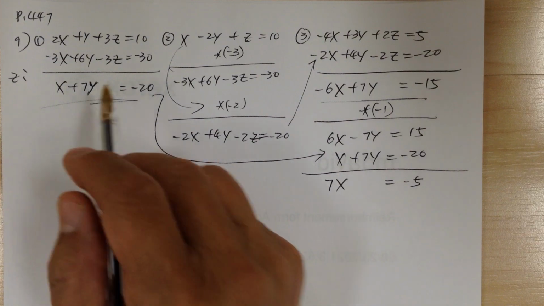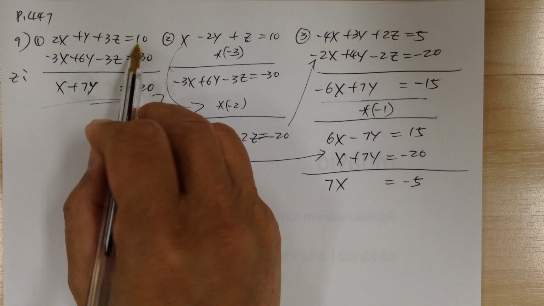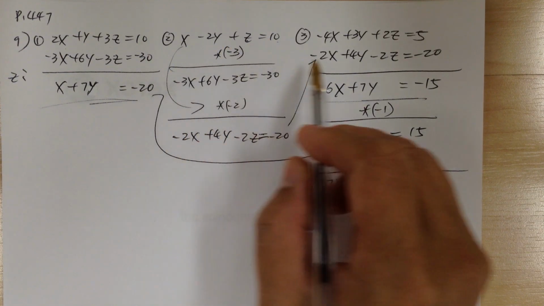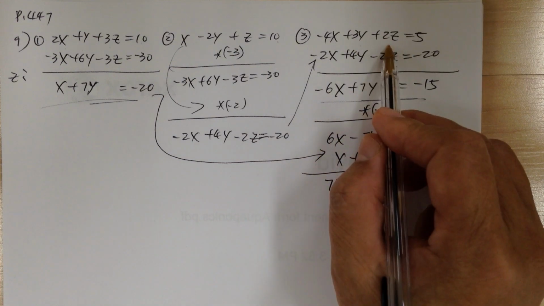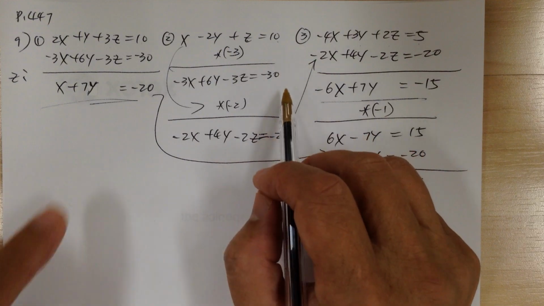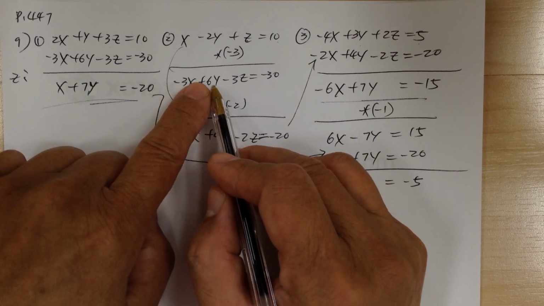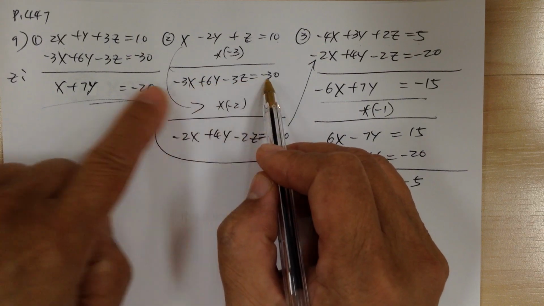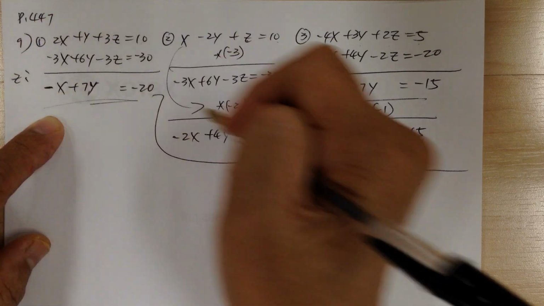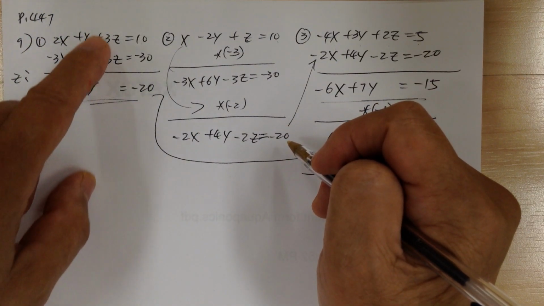Okay, let me double check. Something is not right. Let me double check. Make sure I copy everything correctly. x minus 2y plus z equal to 10. -4, 3, 2, 5. Okay, and I multiply by 3. So -3 plus 6 minus 3 minus 30. Put under here. When I add, here you go. -x and 7y. Okay, there you go.